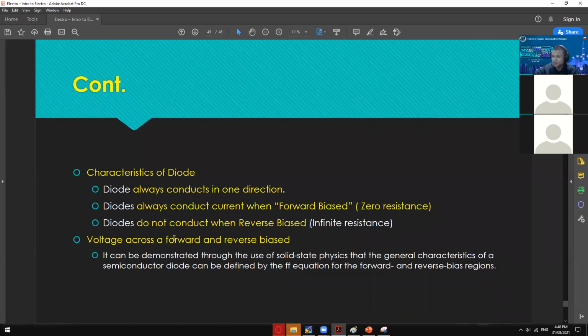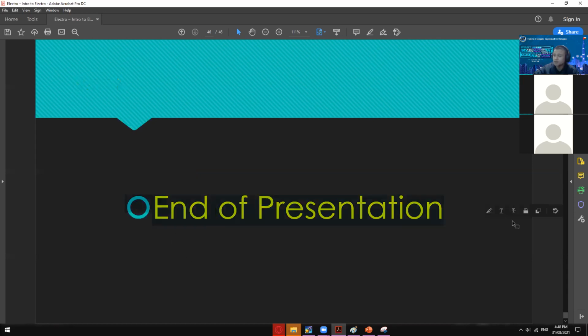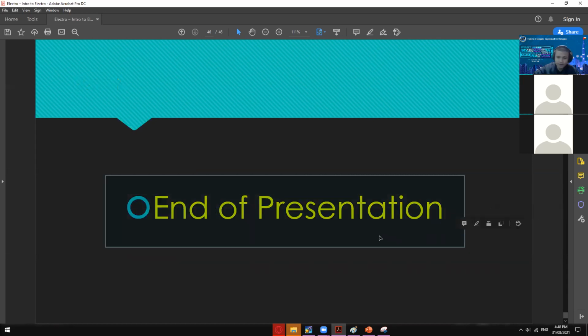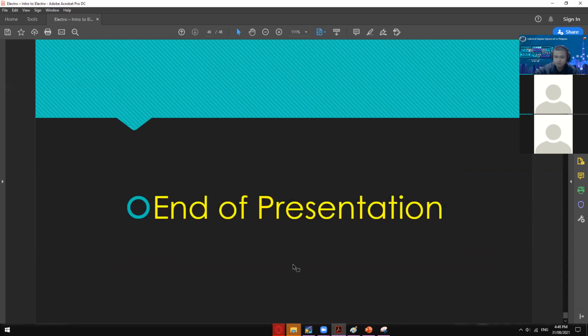Voltage across a forward and reverse bias can be demonstrated through the use of solid state physics, that general characteristics of the semiconductor diode can be defined by the following equation for the forward and reverse bias regions. For this one, sa next meeting na to, kasi dito napapasok yung computation natin on how to compute this voltage, this current, and so on and so forth. So that's it for now for this module 1.